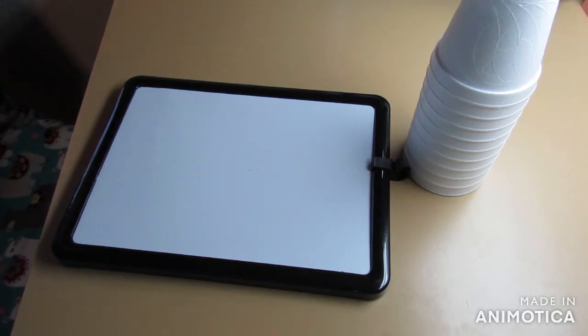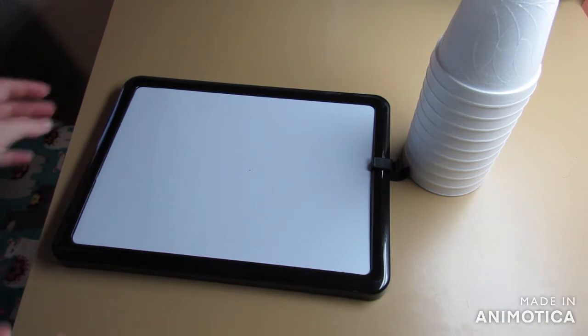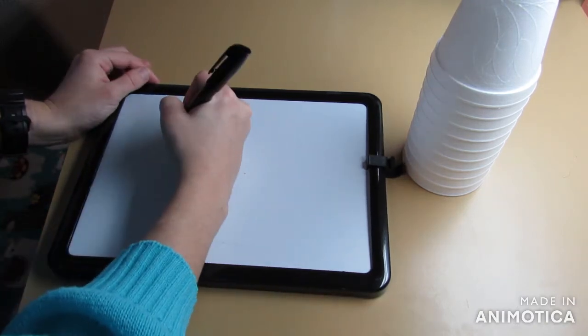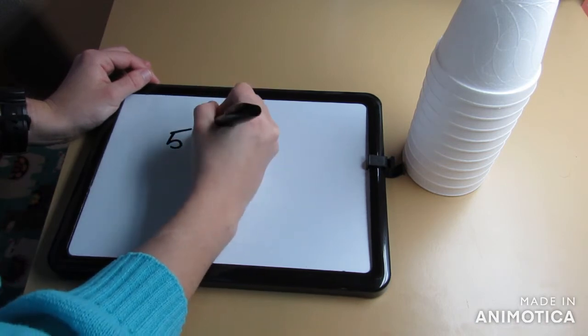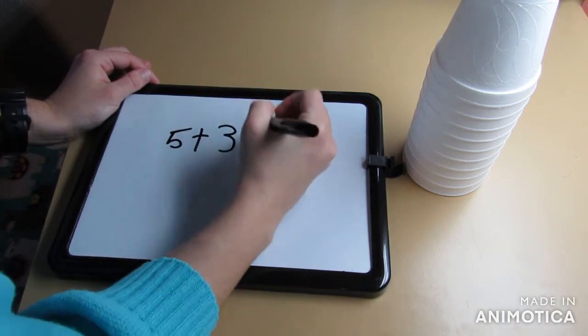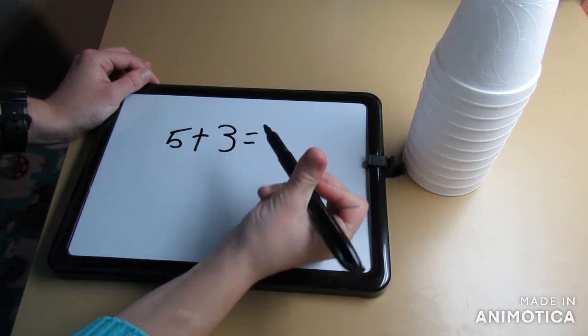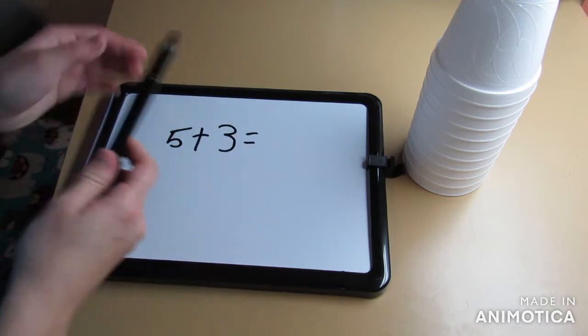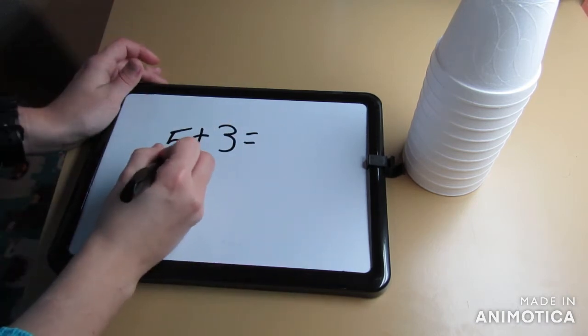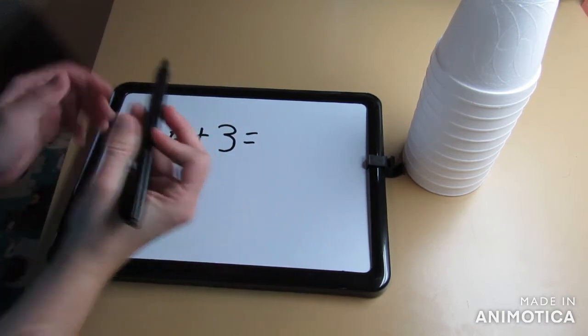Alright, so now I'm going to show you what it's going to look like when we start solving our problems. So, for example, I'm going to put a problem on the board. The problems are going to look a little bit like this. So let's say we have 5 plus 3 equals what? So we're going to figure out what 5 plus 3 equals. And how we're going to do this is, you see this first number? This is going to be where you start off with your cups.